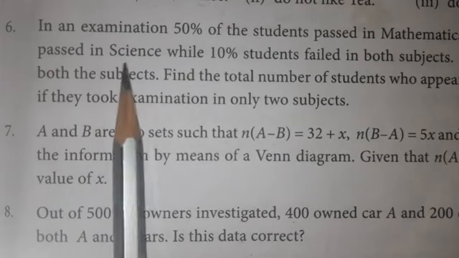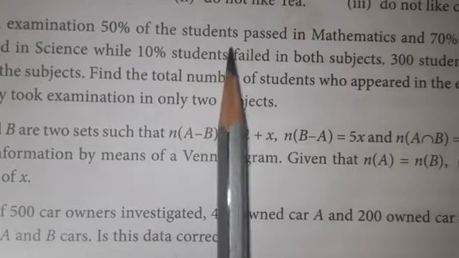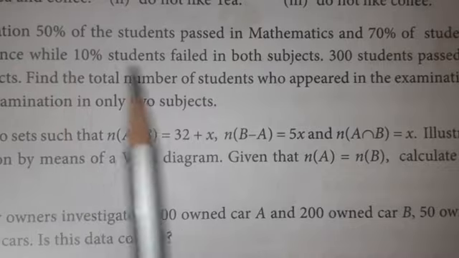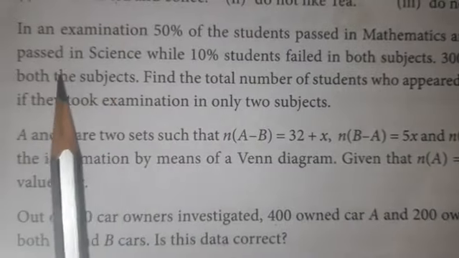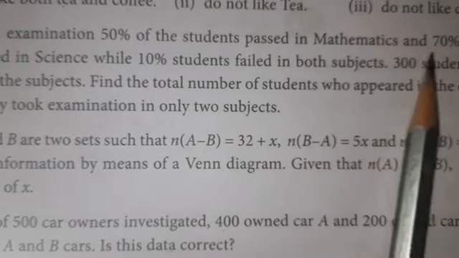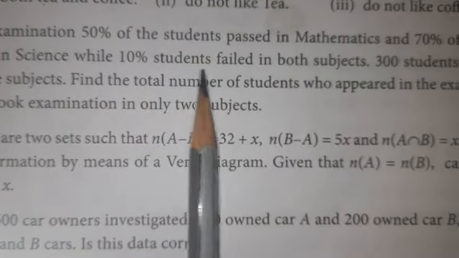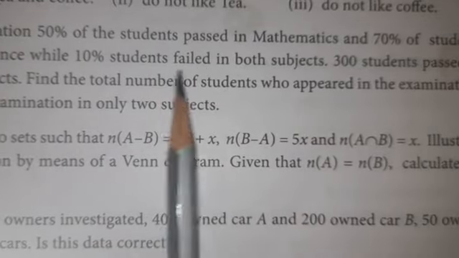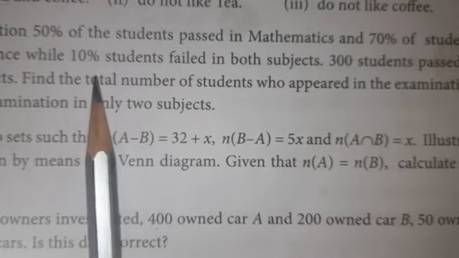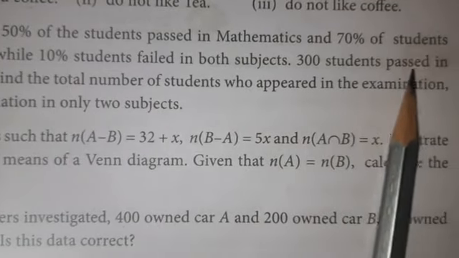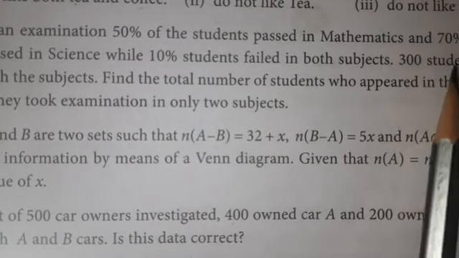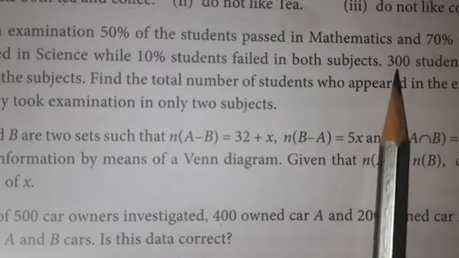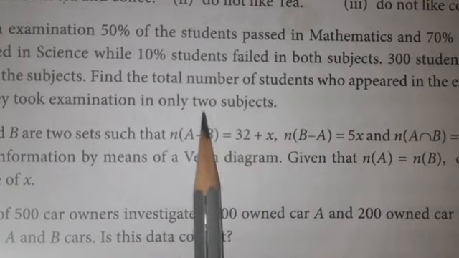Sixth question. In an examination, 50% of students passed in mathematics, and 70% of students passed in science. In science, the pass percentage is 70%. While 10% of students failed in both subjects. For both, they gave the failed percentage, that is 10%. 300 students passed in both subjects. For both subjects, the number of students who passed is 300. Here they gave 300 students; for the others, they gave percentages.